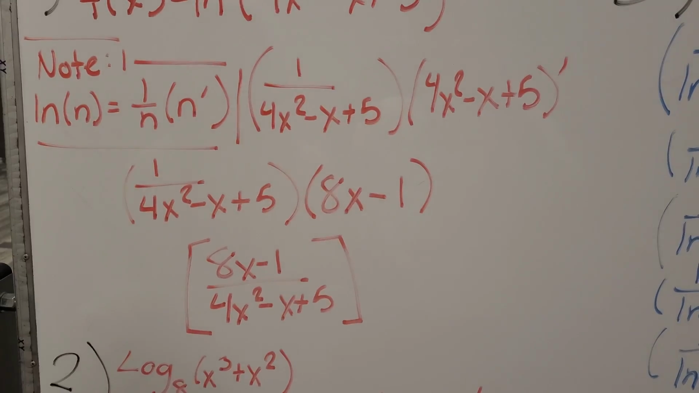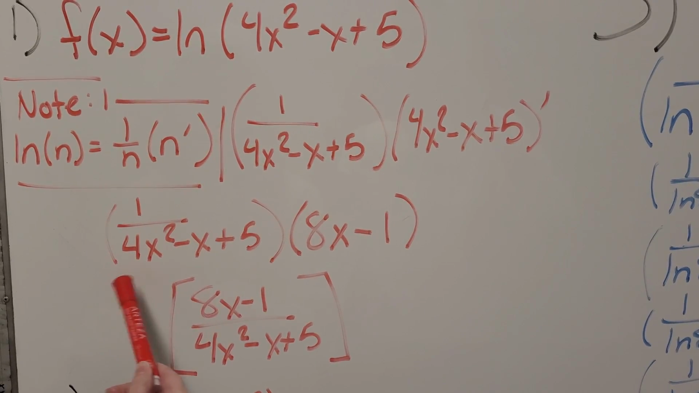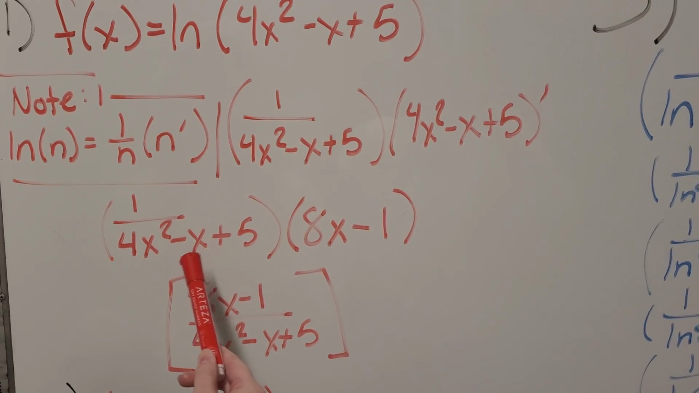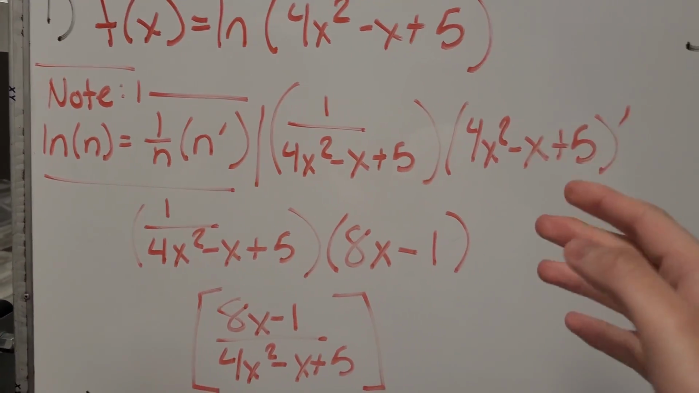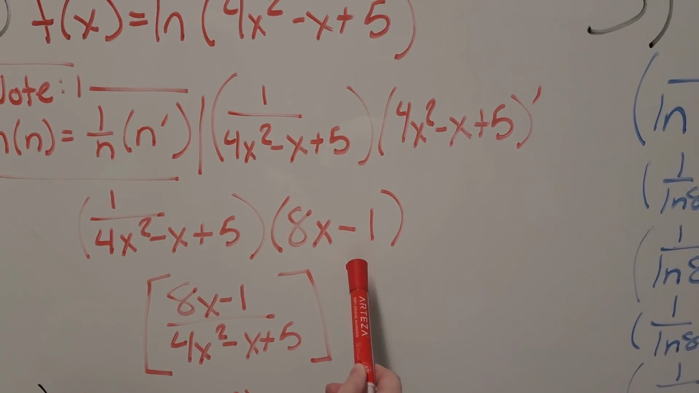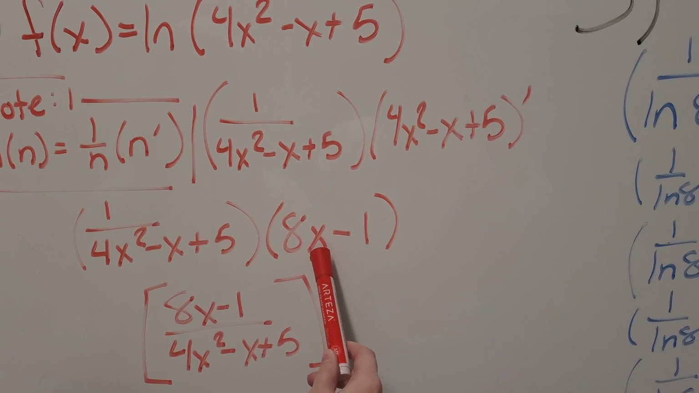All right. And then here at the bottom, we keep the first part of the equation the same, 1 over 4x squared minus x plus 5. Because the formula says we don't derive it, right? Yeah, we don't derive it at all. But the next part we do derive, which is 4 times 2 is 8, and then 2 minus 1 is x.